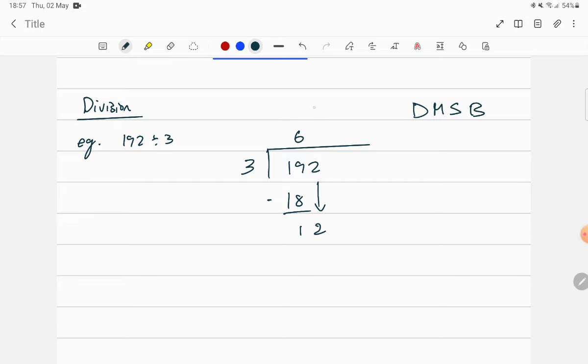3 goes into 12 4 times. 4 times 3 is 12. And 12 minus 12 is 0. There's nothing to bring down, so we stop right there. In this instance, it tells us that 192 divided by 3 is 64 with no remainder. So 3 goes exactly into 192 64 times.